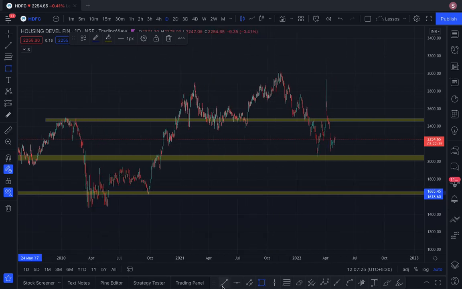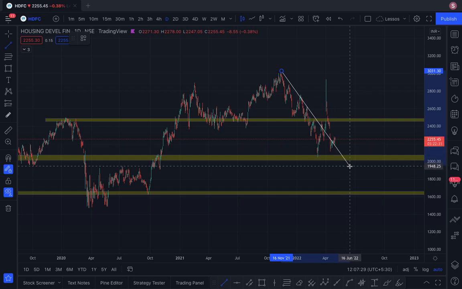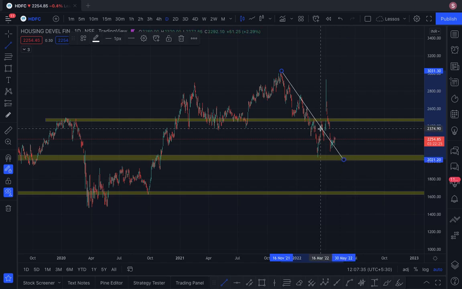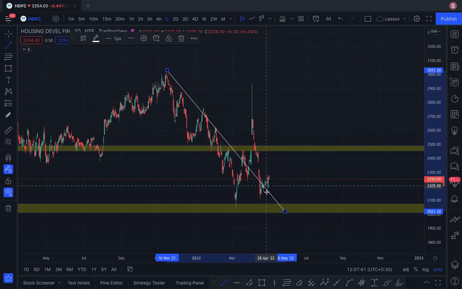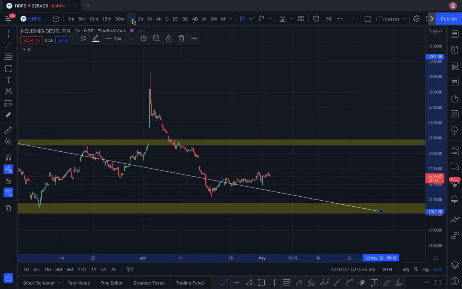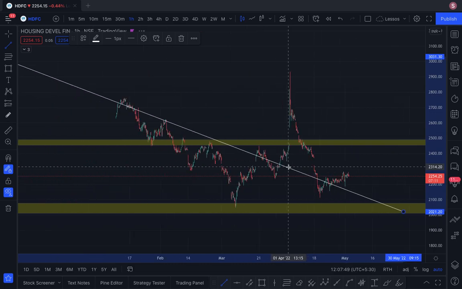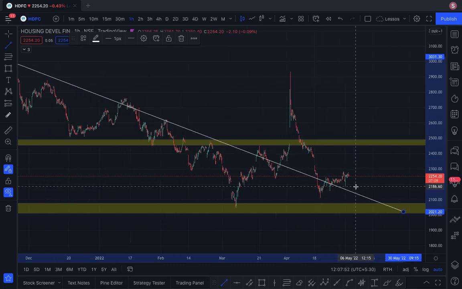All right, so let me draw a trend line here, and you see, join as many points as possible. The trend line broke up, it came down, took a pullback, and it then went up. Now the price is again trying to bounce up from the same trend line. All right, if I go to a 1 hour chart here, you see the entry can be taken.